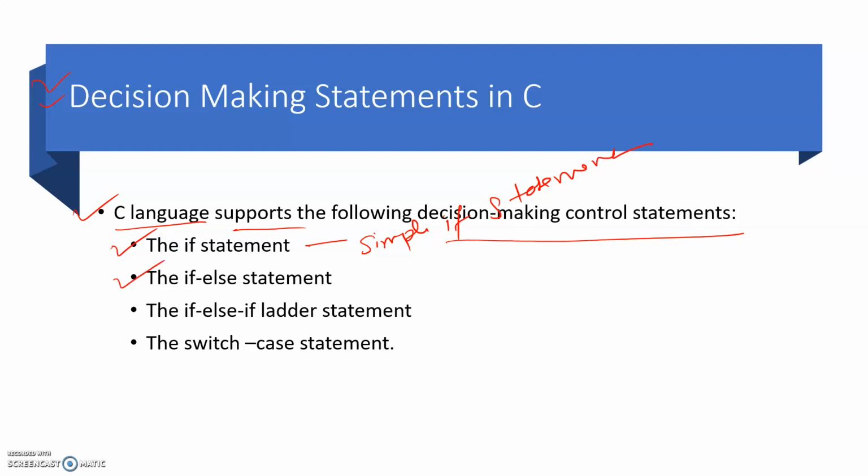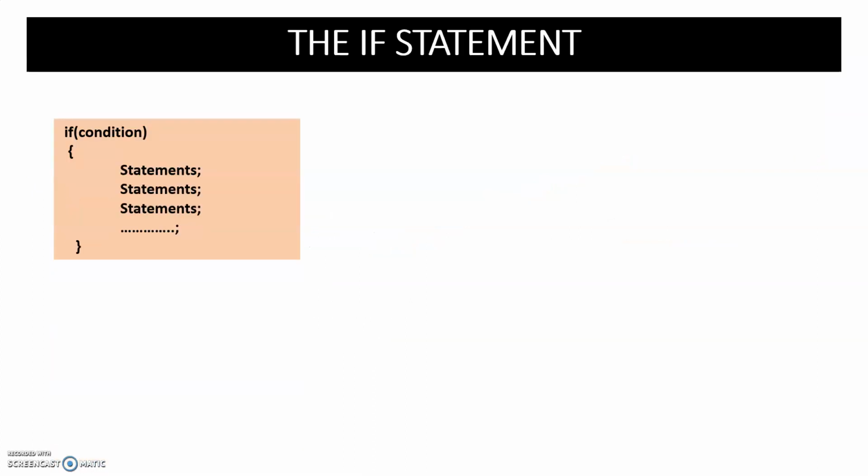Second is if else statement, then if else if ladder statement, and the last one is known as switch case statements. So we will start the discussion of decision making statements in C with the if statement. Here I have given the syntax of using the if statement. If you want to use an if statement in your program, then using this syntax you can write it.